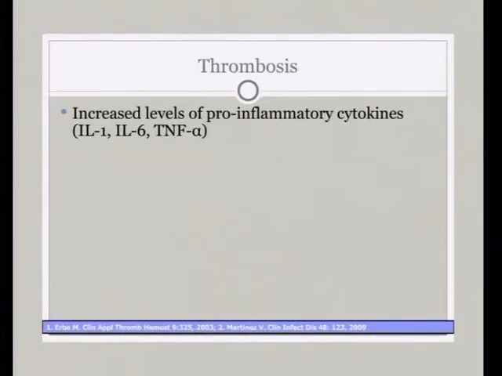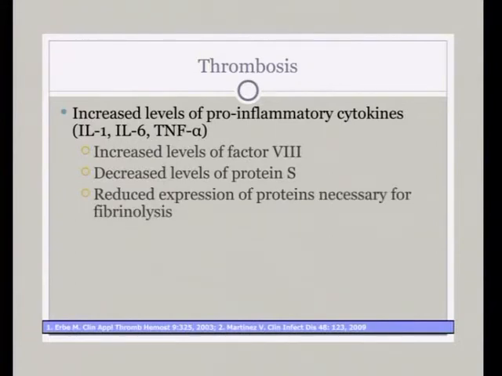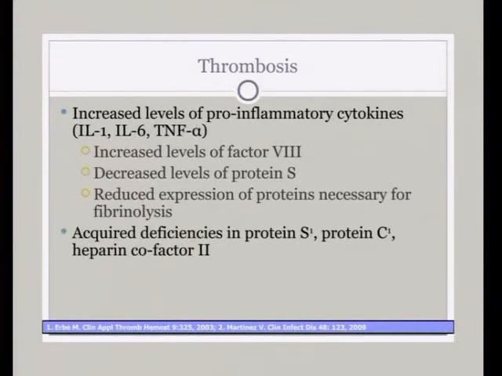And what are the causes? Increased levels of pro-inflammatory cytokines, interleukin-1, 6, tumor necrosis factor alpha, which causes an increase of factor 8, which is an independent risk factor for thrombosis in any individual. Reduced levels of protein S associated with HIV, and reduced expression of the proteins necessary for active fibrinolysis of clots that get formed. And acquired deficiency of protein S and C and heparin cofactor 2 also predispose people to thrombosis.